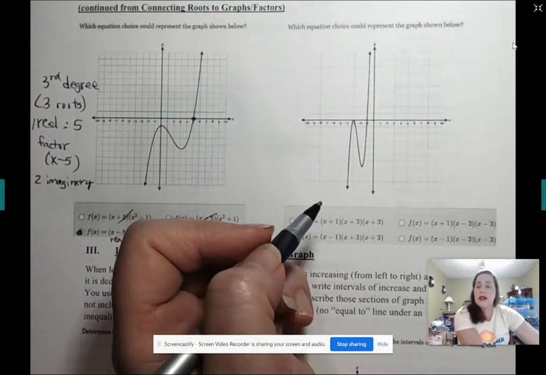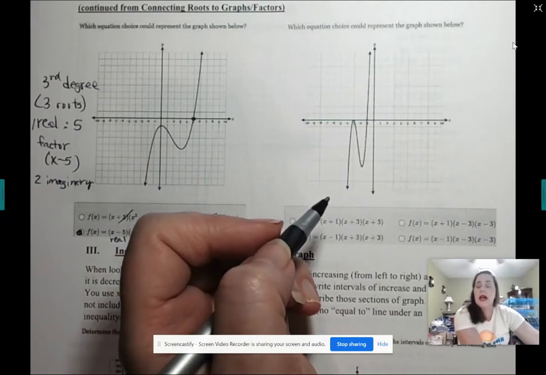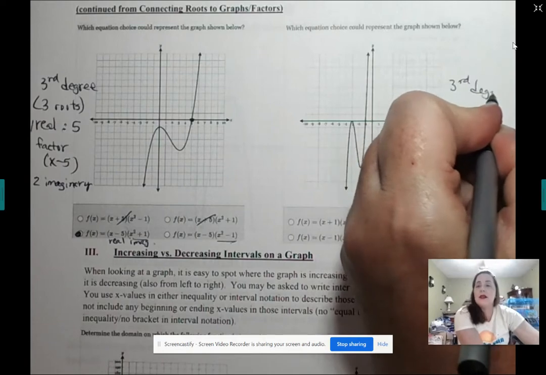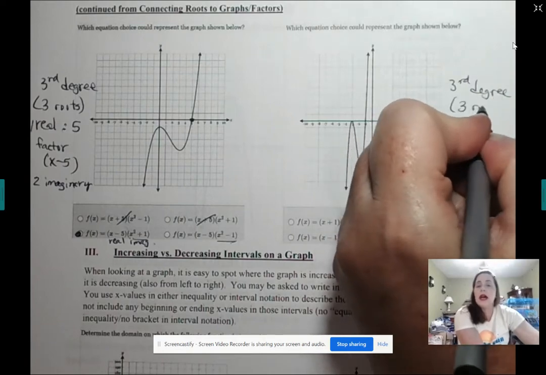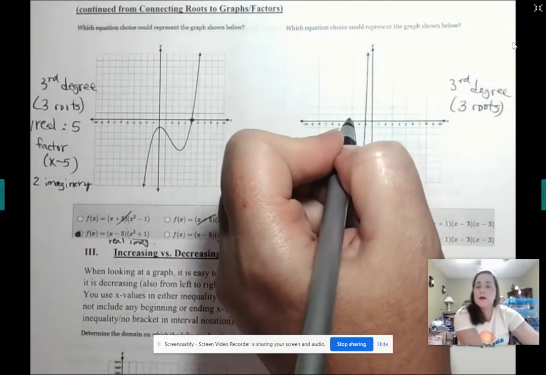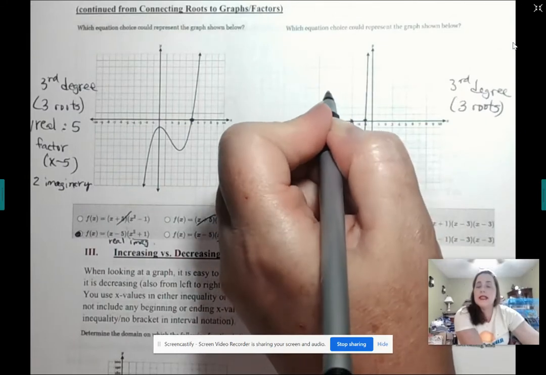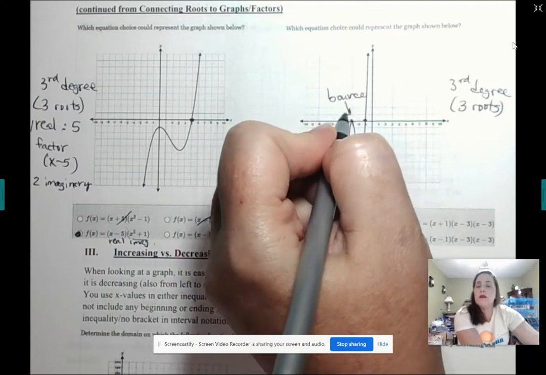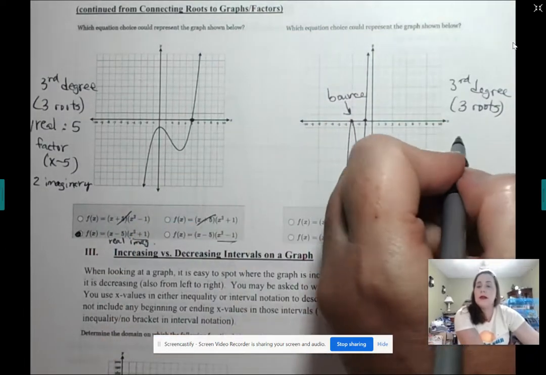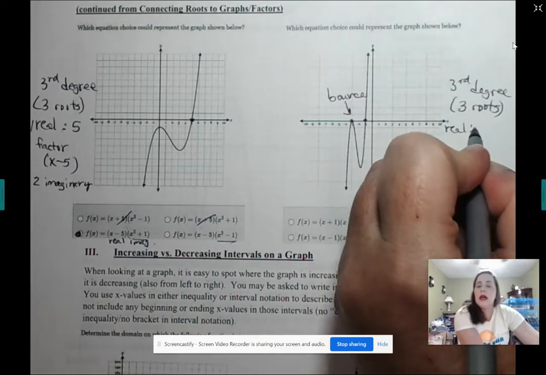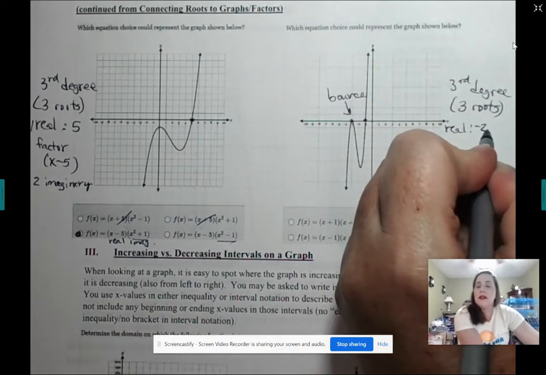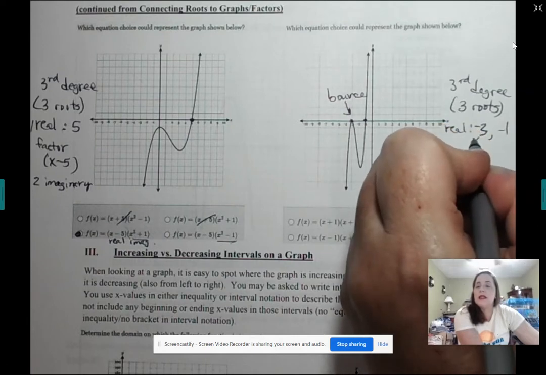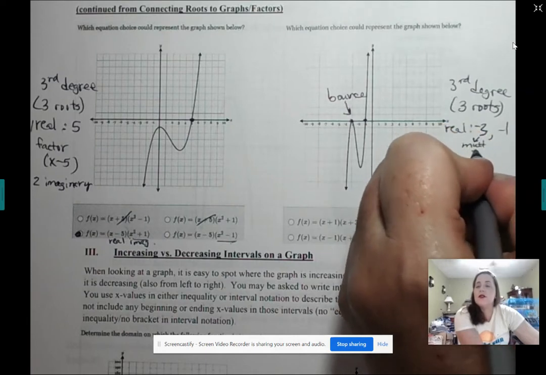Okay, let's look at this next one, practicing that same thing. Now here, again, it's a cubic, 3rd degree, so it has 3 roots. I visibly see 2 places where it crosses the x-axis, but again, I see a bounce here, so that one gets to count for 2 of the 3 roots. It'll just be a repeat. So I see real at negative 2, I'm sorry, that's negative 3. And at negative 1, and this one is multiplicity of 2.